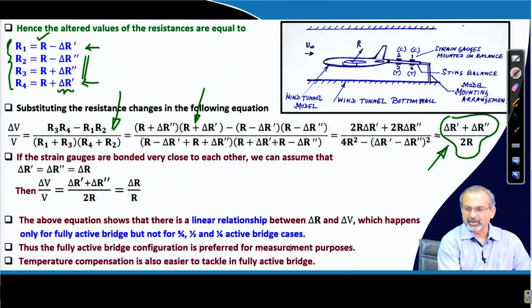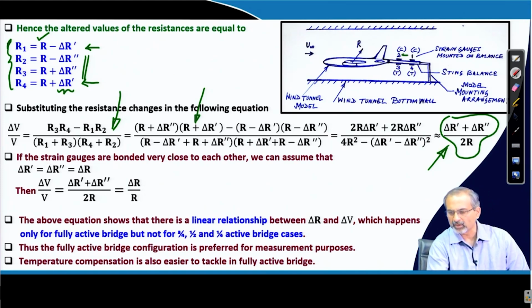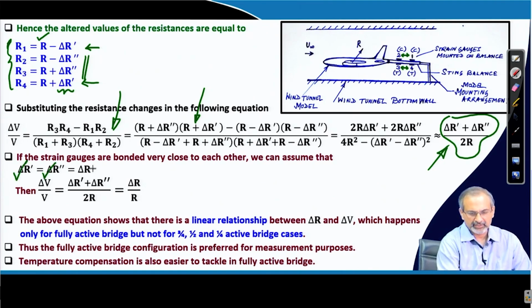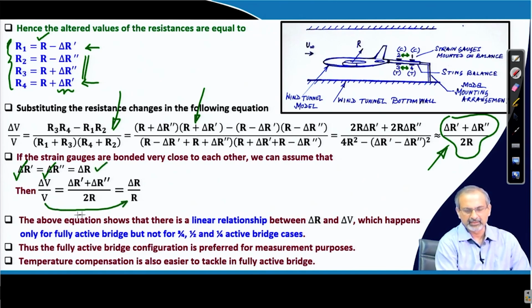Now, if these strain gauges are bonded very close to each other, that means 1 and 2 are close to each other, similarly 3 and 4 are close to each other, which means they are very compactly bonded on the strain gauge, then delta R dash and delta R double dash will be nearly equal to each other, and let us call it delta R. In that case, delta V by V will become delta R by R, which means there is a linear relation between delta V and delta R.